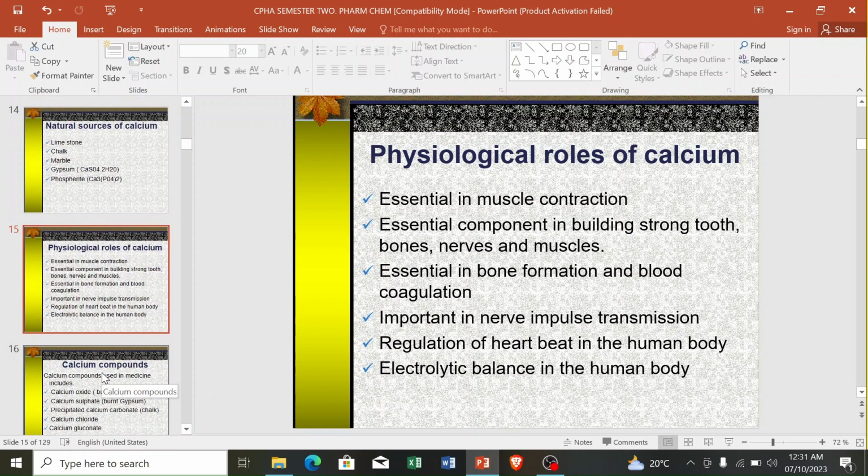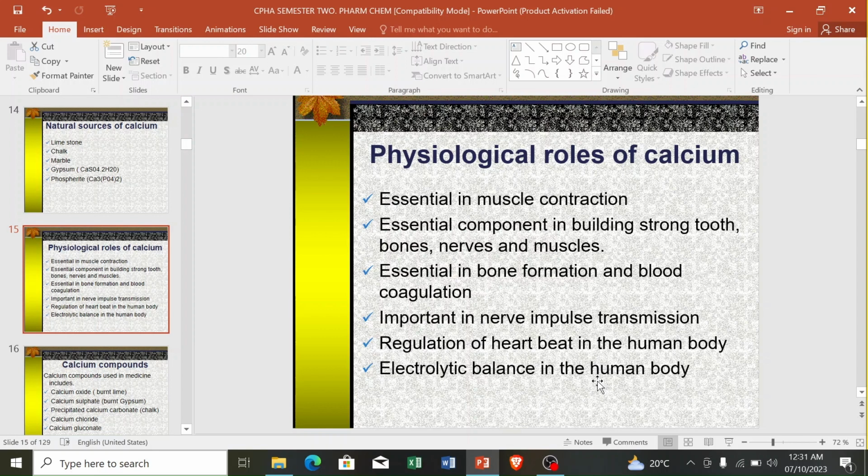Physiological roles of calcium. Calcium is essential in muscle contraction, essential component in building strong teeth, bones, nerves, and muscles, essential in bone formation and blood coagulation, important in nerve impulse transmission, regulation of heartbeat in the human body, and then also in electrolytic balance in the human body.